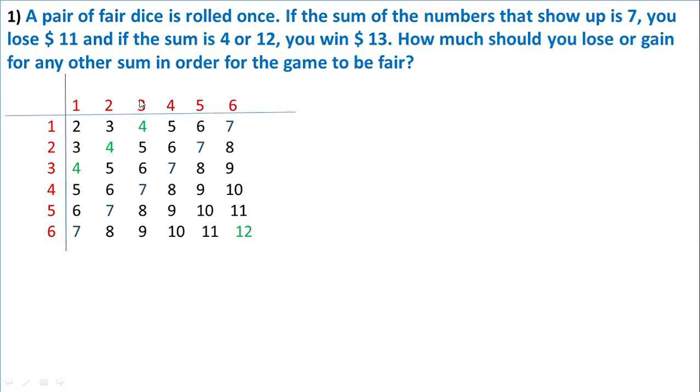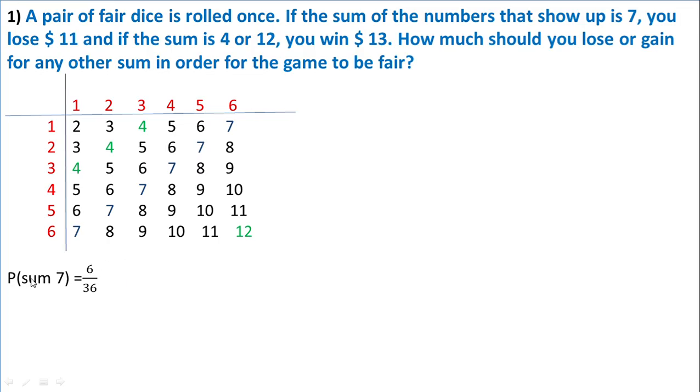The first die can show 3 and the second die shows 4, in total 7. Or the first die can show 4 and the second die is showing 3, the total 7. Or the first die can show 6 and the second one shows 1, the total is 7. So what is the probability of losing 11? The probability of losing $11 will be the probability of the sum being 7.